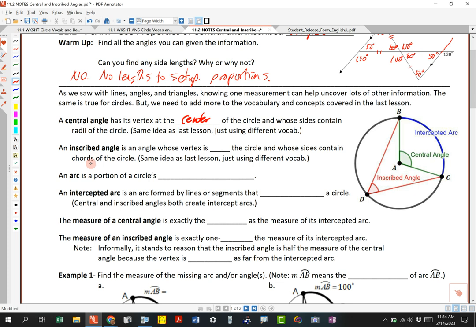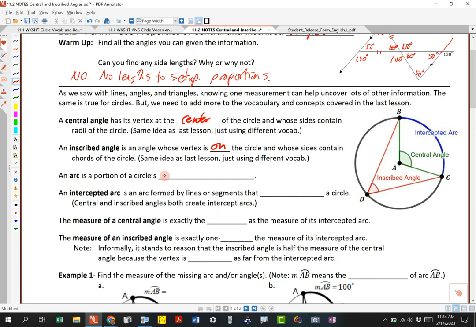An inscribed angle is an angle whose vertex is on the circle. So the entire angle is on the inside, or at least enough of it that we can tell, oh, this is the angle. So the green one here is the central angle. The inscribed angle is right there. And again, these could extend past there. They normally don't. They're normally just chords.